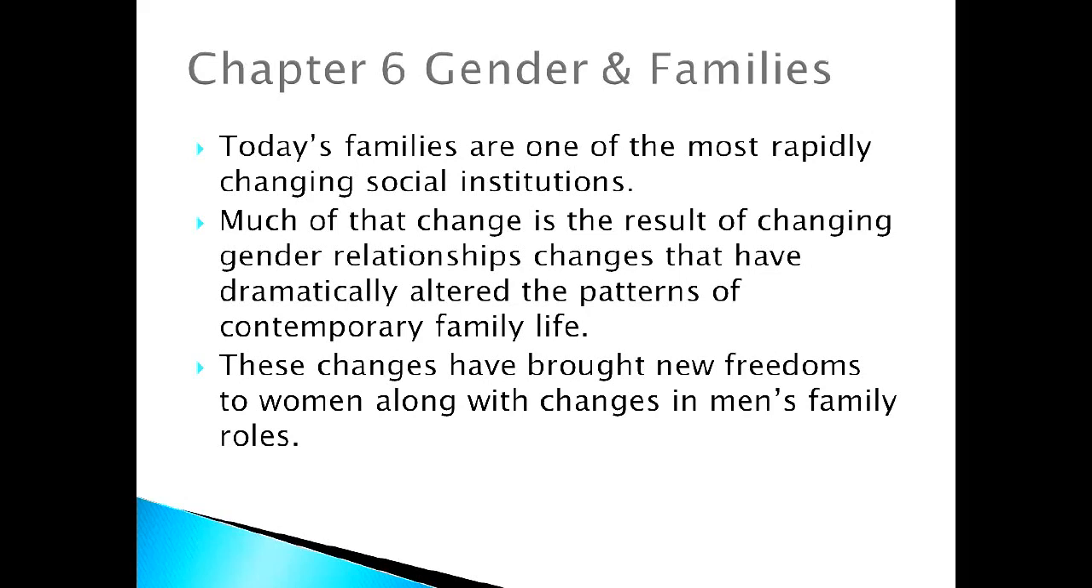So again, it's been recognized that the family is one of the social institutions, but it is also one of the most rapidly changing social institutions. And we look at the historical patterns of the family, way back to hunter and gathering societies through the early 18th, 19th century. We're also looking at families from 50 years ago, 20 years ago, currently, and what families will look like in the future. So much of that change is the result of gender relationship changes that have dramatically altered the patterns of contemporary family life.